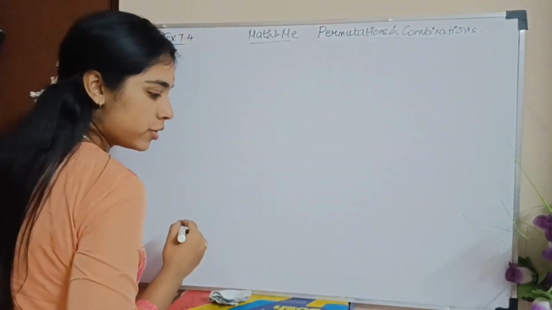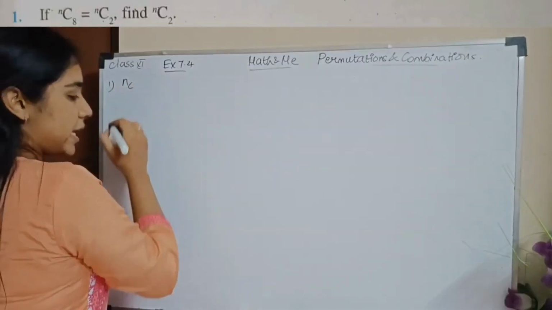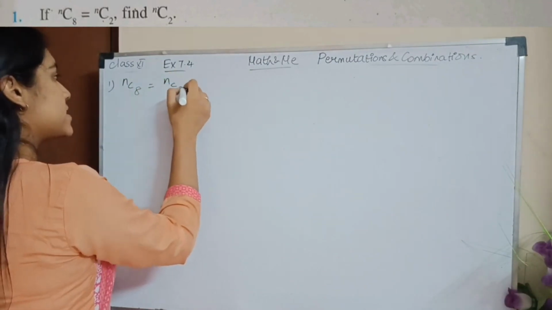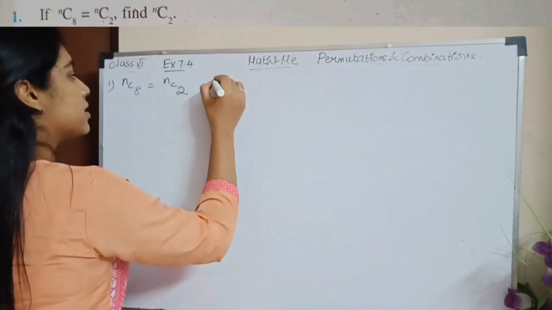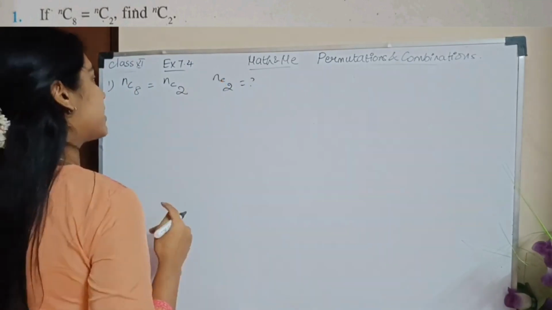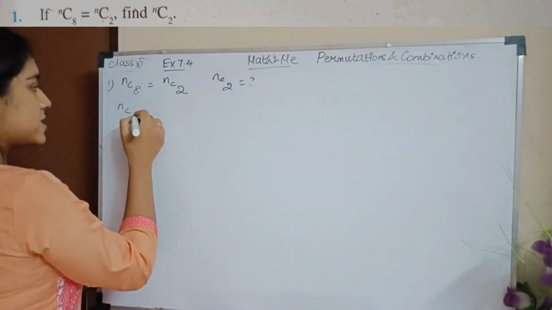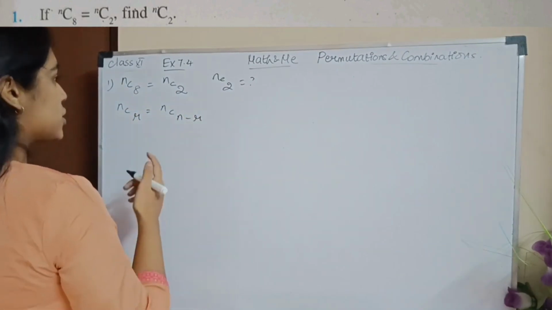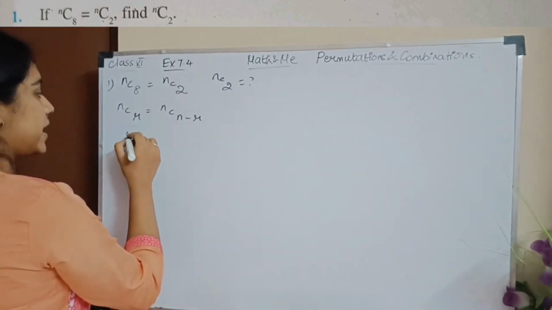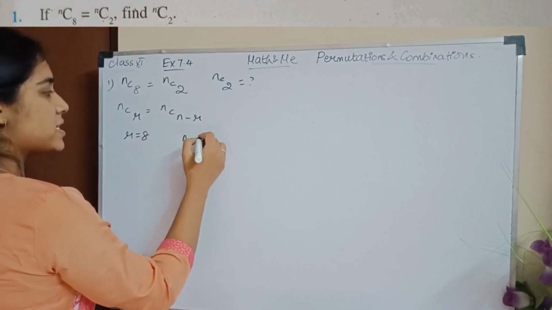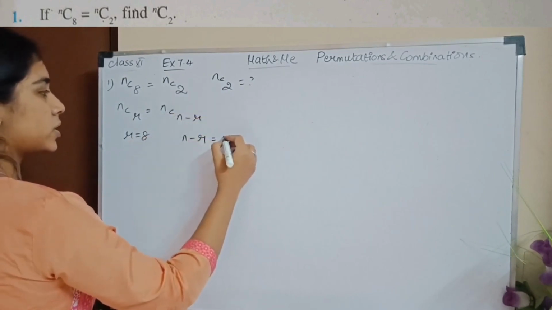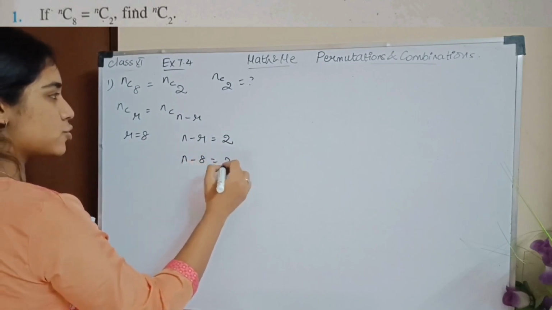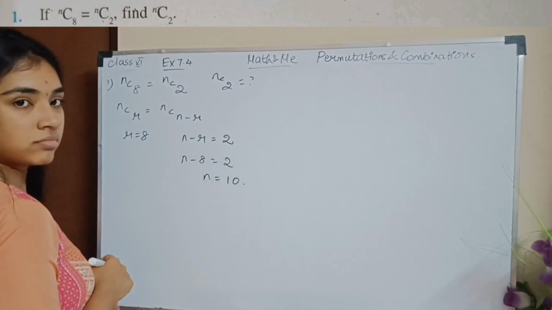Exercise 7.4. Question number 1. NC8 equals NC2. Find NC2. So NC2 என்னன்னு கேக்குறாங்க. So we very well know that NCR equals NC n minus R. Theoremல படிச்சோமா? So what do you have? R equals 8. So your n minus R equals 2. So on comparing these two, what do I have? N minus 8 equals 2. So n equals 10. Okay.